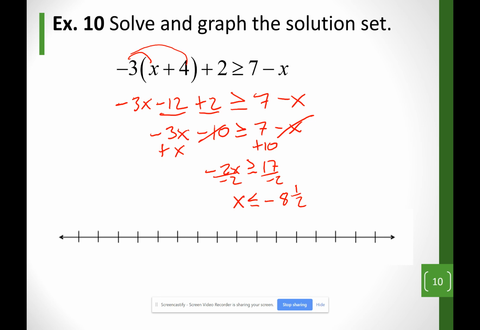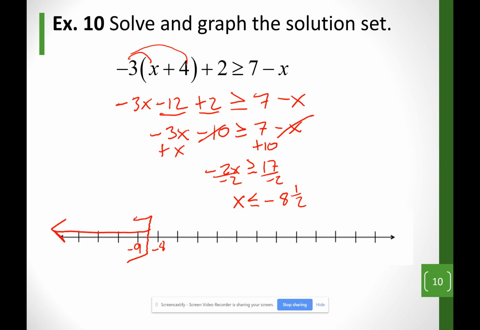So I have my number line. Let's say I have a negative 8 here, and then I have a negative 9 here. Negative 8.5, it's in between negative 8 and negative 9. Now, because of my inequality symbol, it has that or equal to part, so we're going to use a bracket. Looking at the arrow, it looks like it goes to the left. So I'm going to do a bracket, and it goes to the left.